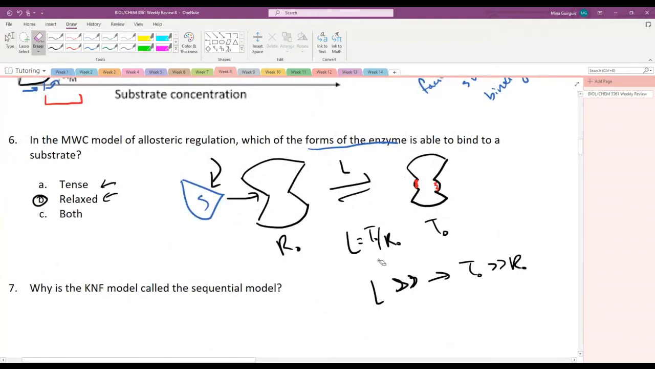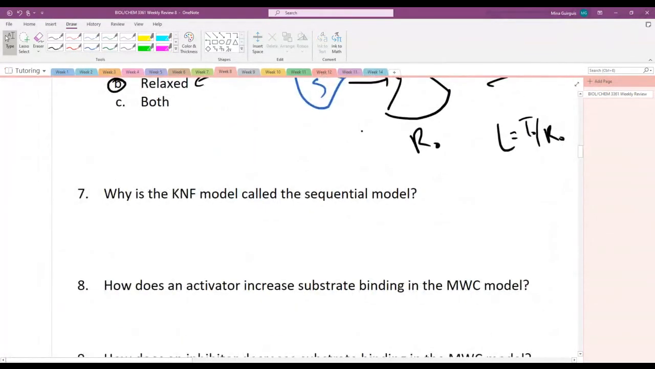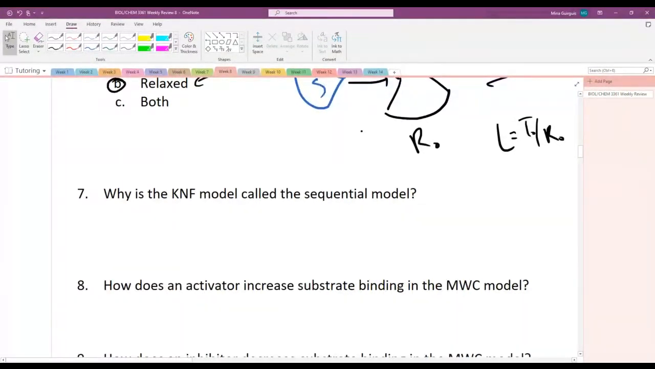I need to erase where I talked about L because I need a bit more space. Okay. So the KNF model is called the sequential model. And the reason it's called the sequential model is because it happens in sequence, right? I hope that was kind of self-explanatory based on the name. But what happens in sequence?